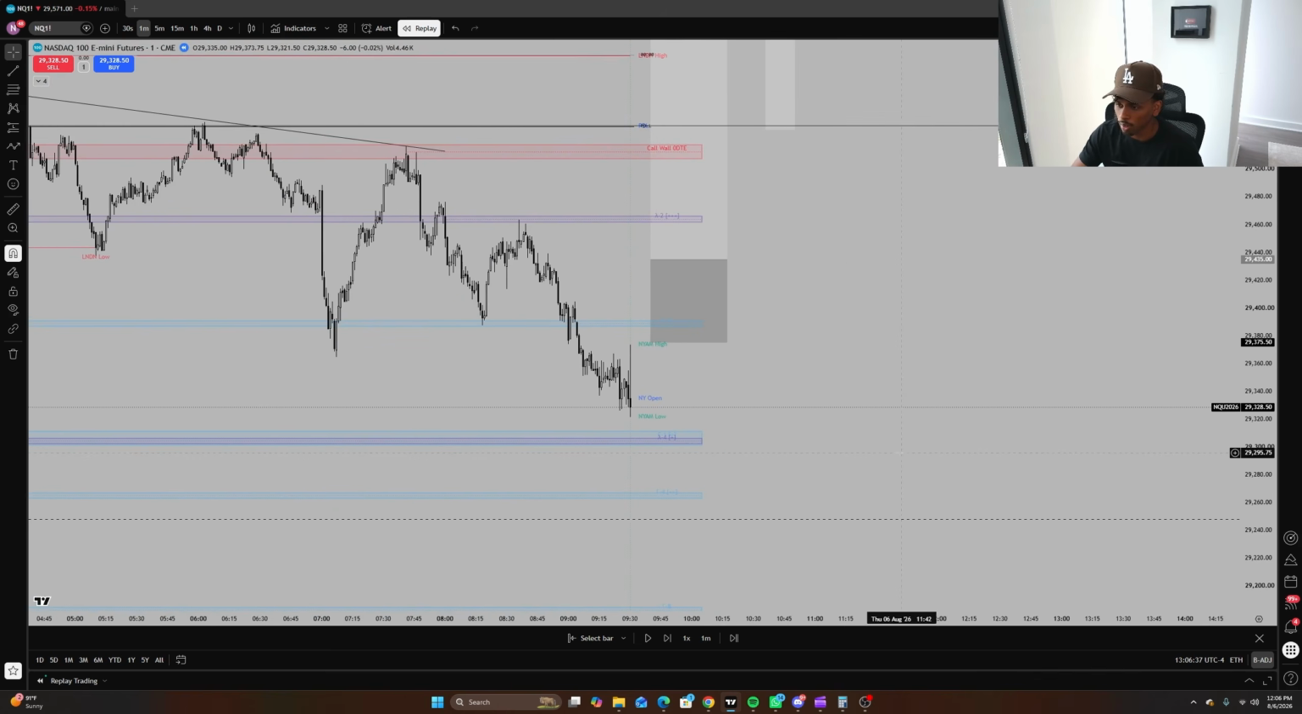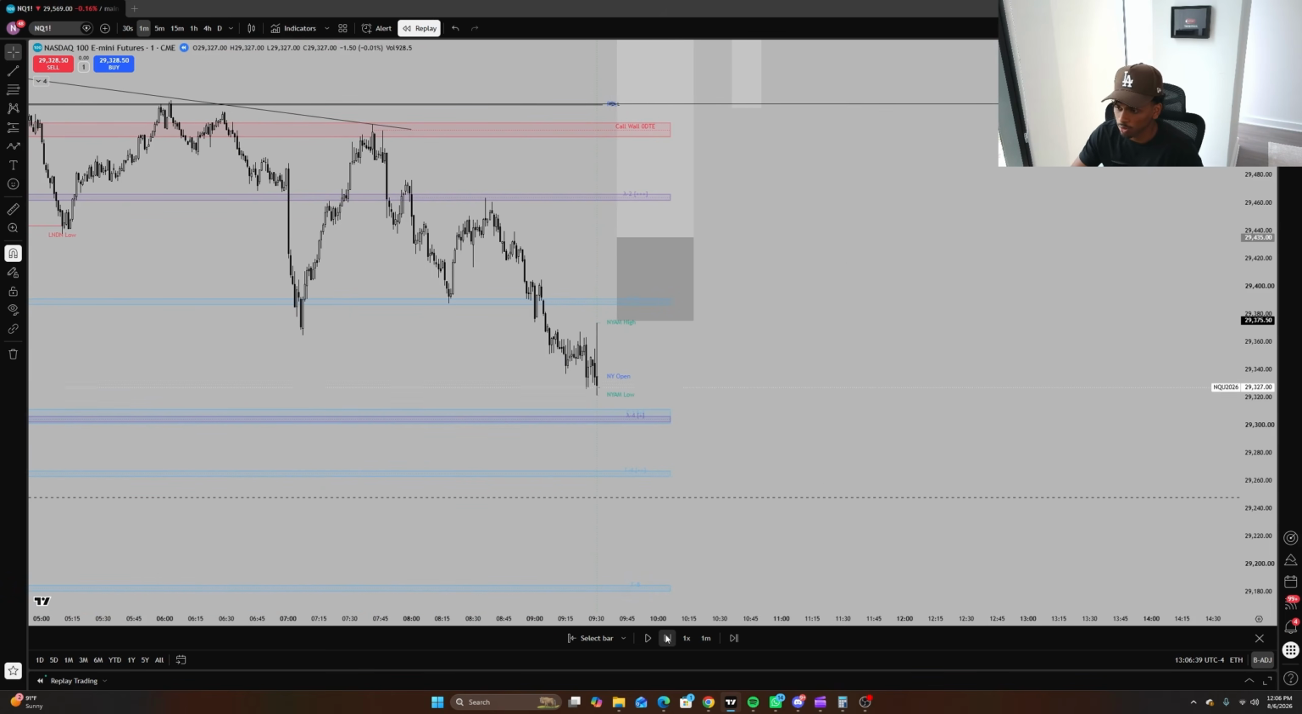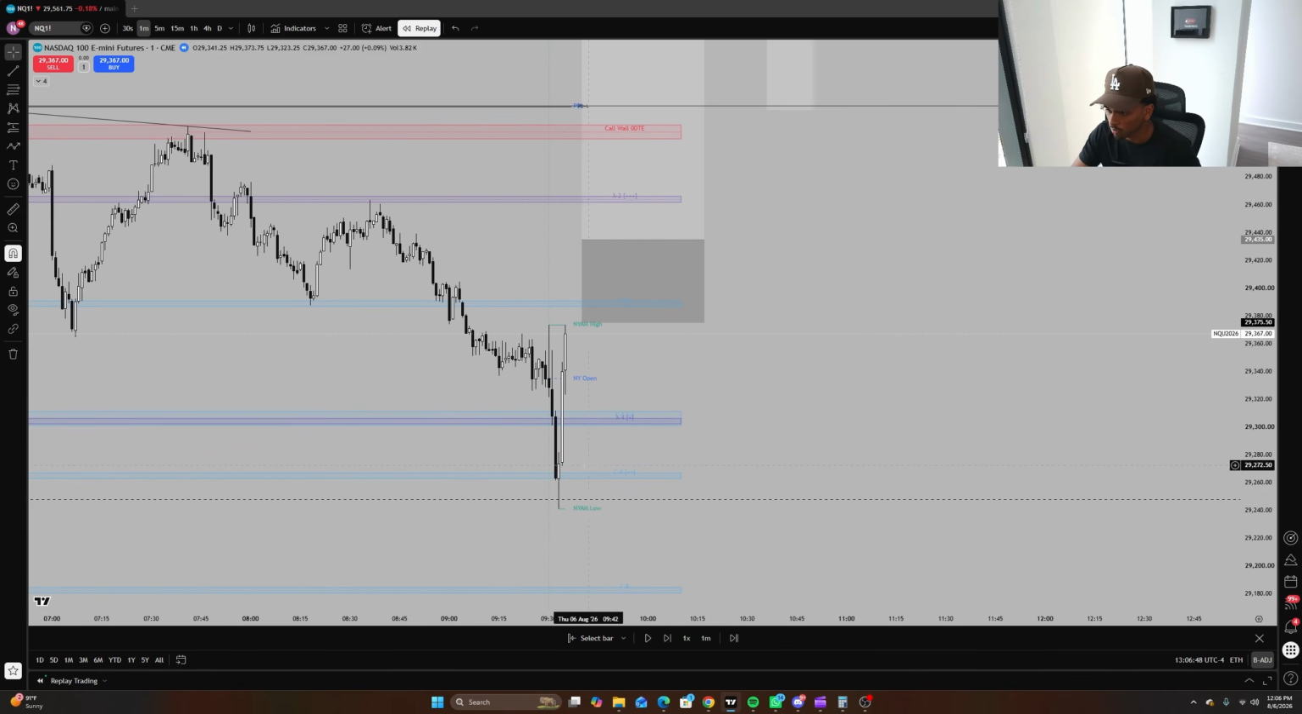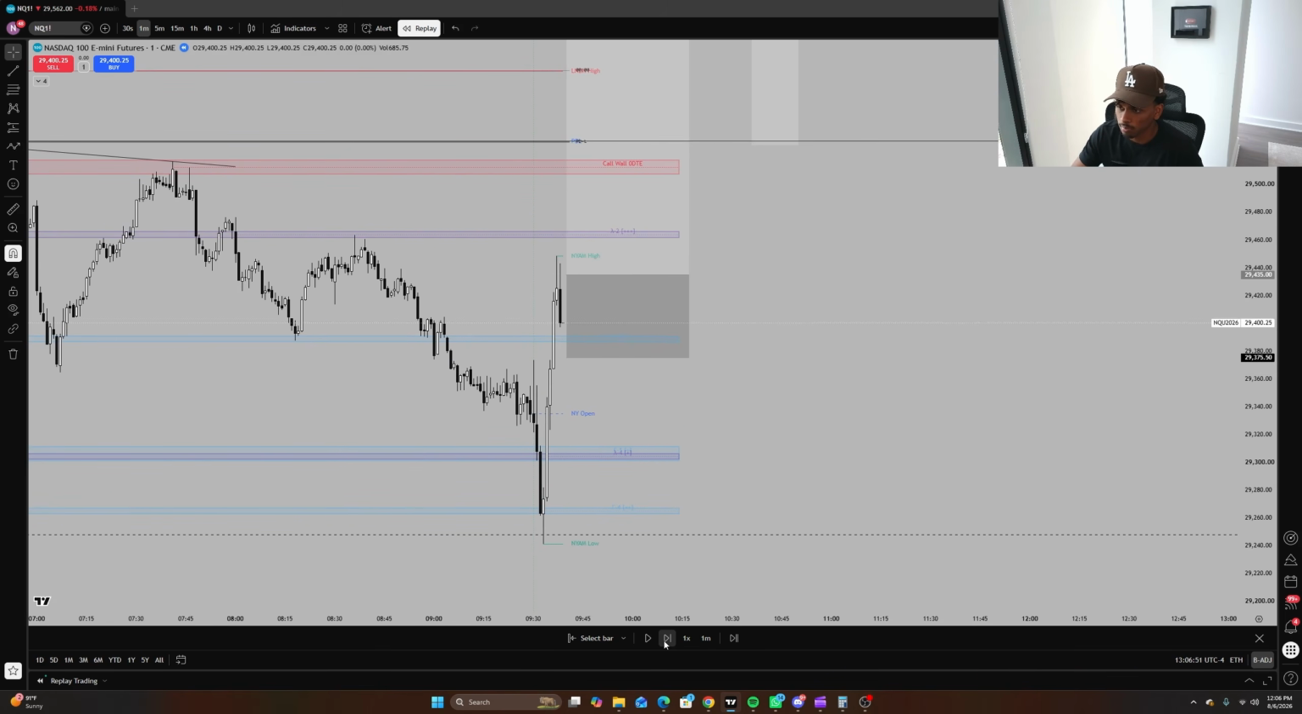So if we go ahead and play out price action at 930 open, what do we see? A manipulation, boom, into this daily gap midpoint over here. Also rejection off of this GEX level. And then what do we get? Boom, right? You can get a pullback entry over here.